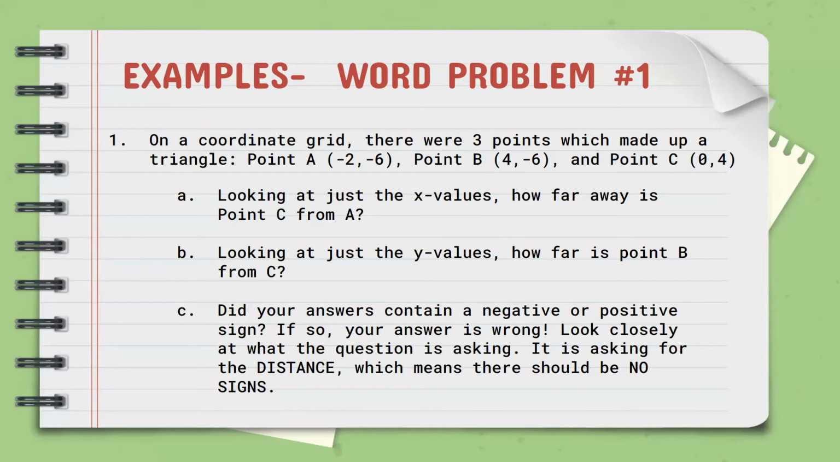Looking at just the y values, how far away is point B from point C? Point B's y value is at -6, and point C's y value is at +4. So the distance between the 2 points would be 10 units away.